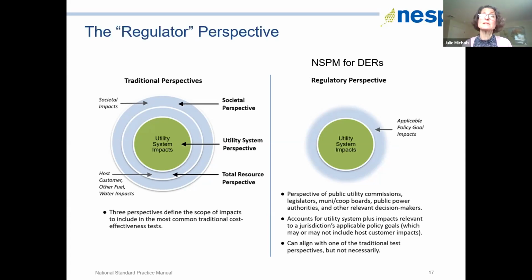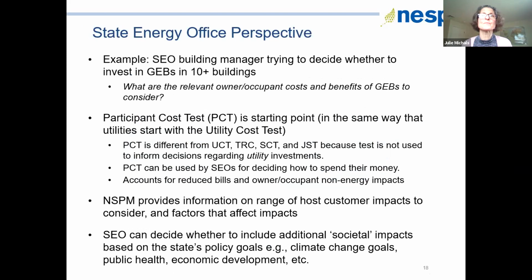That does not mean it may not align with one of the traditional tests. That's quite possible, but it may not. And so that level of flexibility provided by the NSPM is what differentiates it from the traditional way that we've done cost effectiveness.